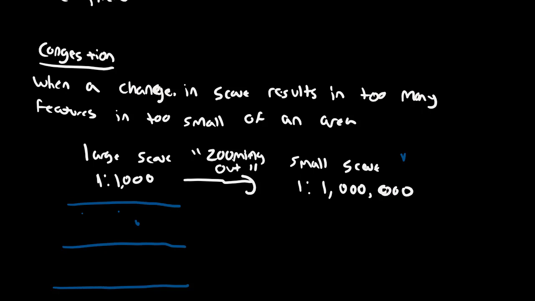Maybe in that new result, our rivers that were originally pretty far apart are now super close together. Even though technically this distance between them hasn't changed, because we've zoomed out, the amount of space that distance takes up on the map is now much closer together.